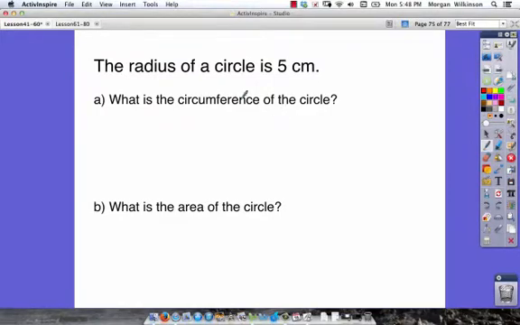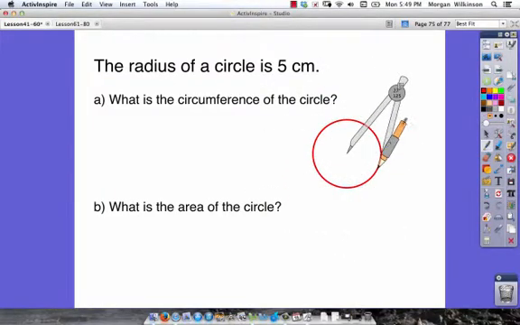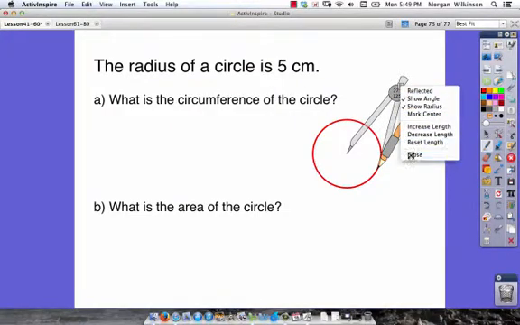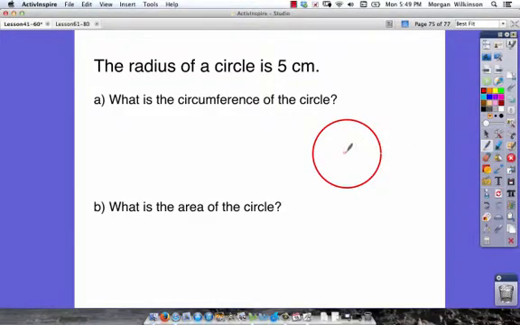Okay. We've got a circle, and the radius of that circle is 5 centimeters. We want to know what's the circumference of that circle. So if we were to draw out a circle, we're going to go ahead and use our compass. We've got a circle, it's a small one. We can close our compass, and we're going to say the radius, distance from the center to the outside edge, is 5 centimeters. What is the circumference?